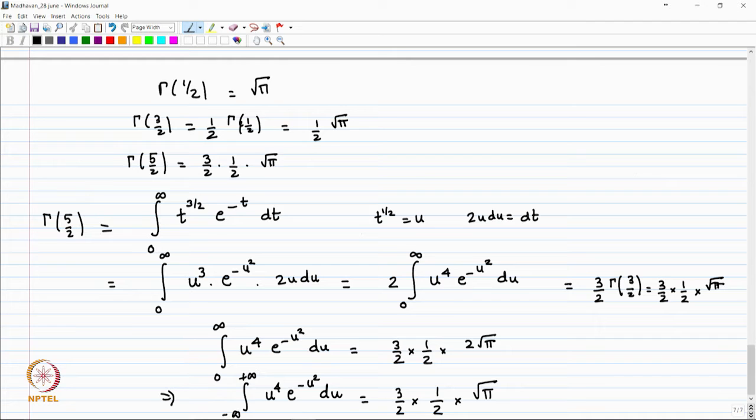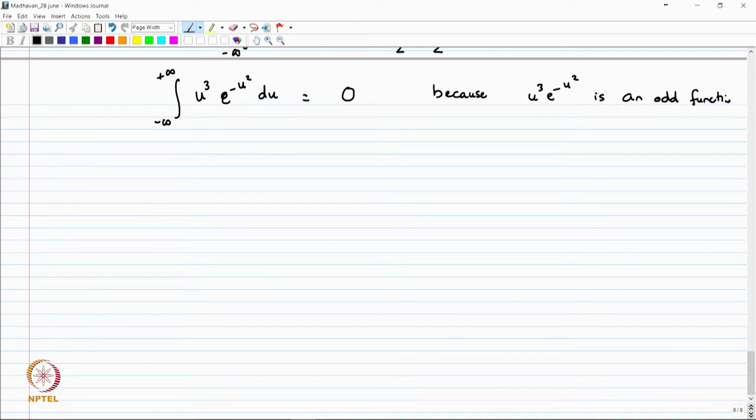Now, as I said, you can do it for odd powers also. If you have, let us say, the integral of u cube e to the minus u square du from minus infinity to plus infinity, this is equal to 0, because u cube e raised to minus u square is an odd function, and the range of integral is from minus infinity to plus infinity. However, if you take the integral from 0 to infinity of u cube e raised to minus u square du, this is not equal to 0.